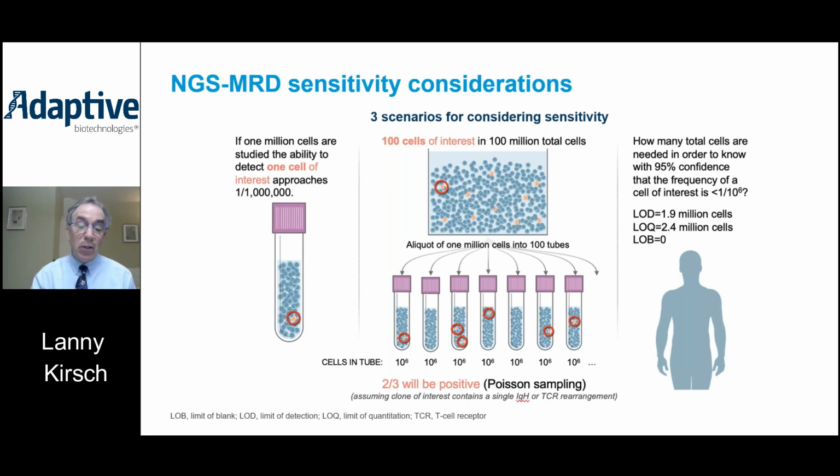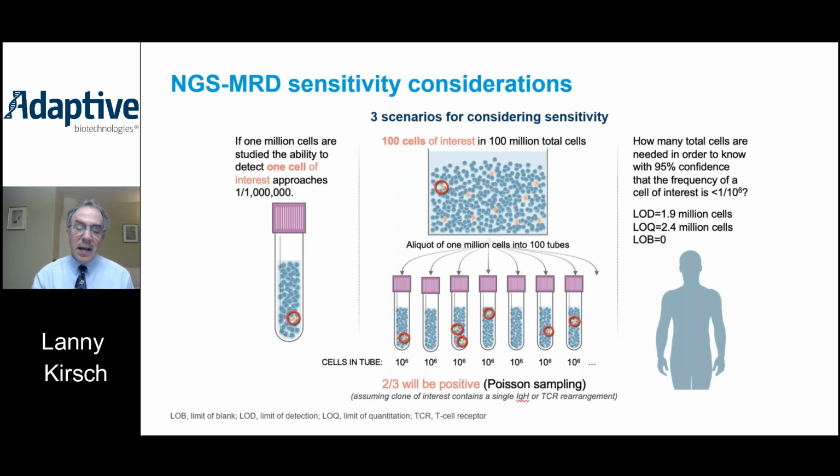If, for example, you look at 1 million cells and one of them is the cell of interest, you will see it. If you had a sample of 100 million cells and within it were 100 cells of interest, and you withdrew 1 million cells at a time 100 times, 2/3 of the samples would be positive for the clone of interest, simply reflecting Poisson sampling variation.